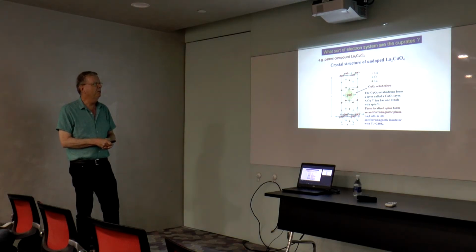So the copper is what's carrying the magnetic spin. You don't normally think of copper as magnetic, but it's got some nice 3D electrons. And the spins are oriented in the fashion shown.